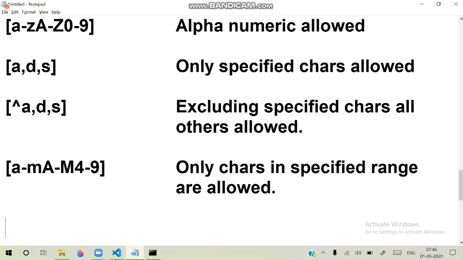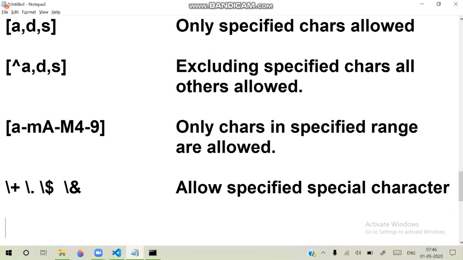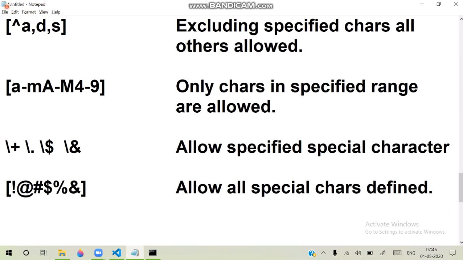Another option is slash plus, slash dot, slash dollar, slash ampersand like this. These are used to allow specified special characters. If I put them in the square brace, that means it allows all the special characters defined. Whatever special characters are defined, it will allow those.